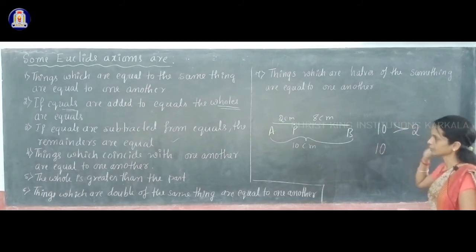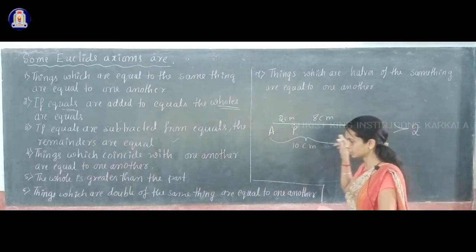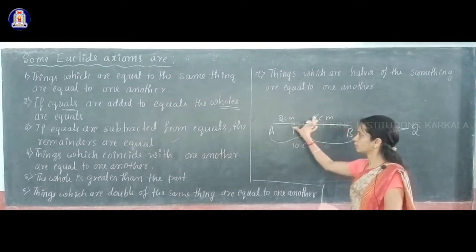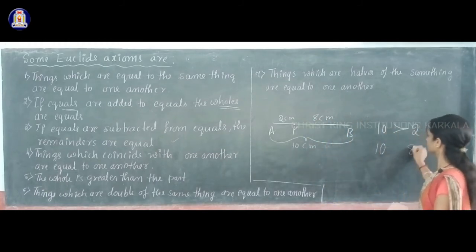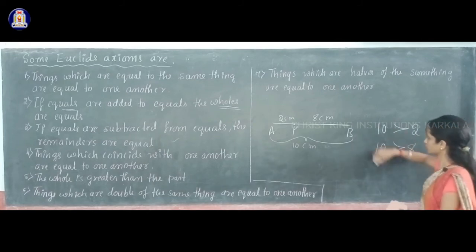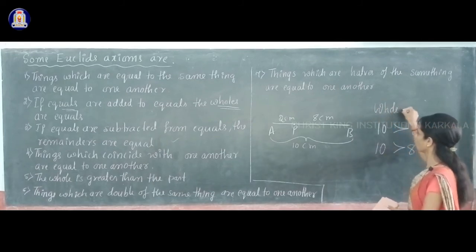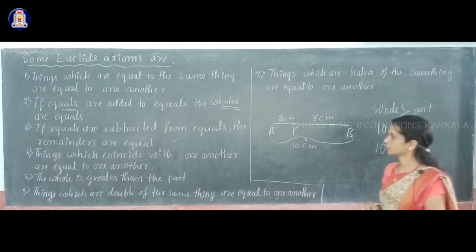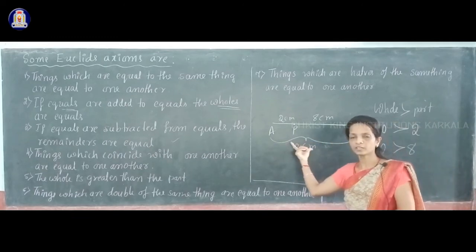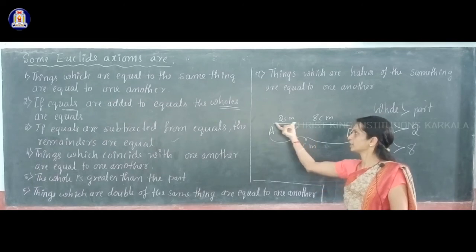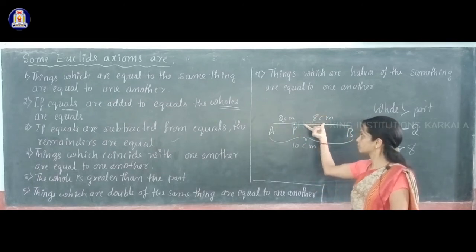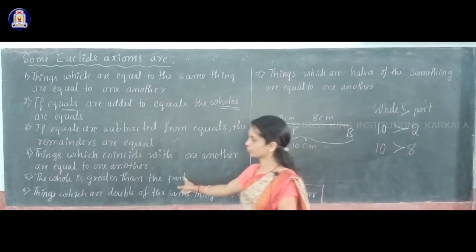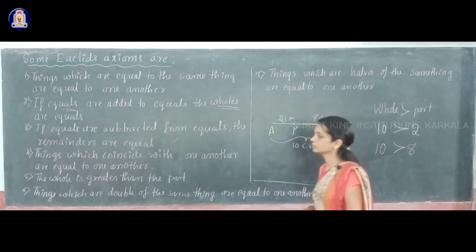So similarly, suppose you take a whole line segment of length 10 centimeter and another part of it, that is 8 centimeter. Then which is bigger? 10 is bigger, right? So on this side you have the whole and on this side you have the part. So the whole is always greater than the part. The whole straight line of length 10 centimeter is greater than the part 2 centimeter as well as greater than the part 8 centimeter. Okay, so that is about the fifth axiom: the whole is greater than the part.